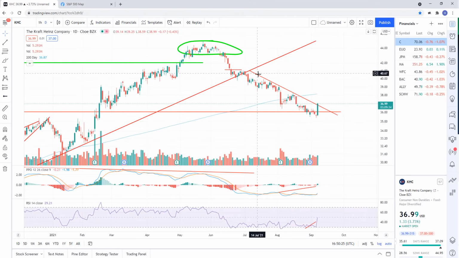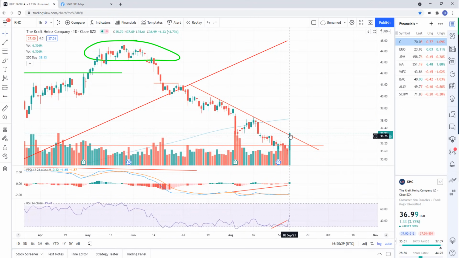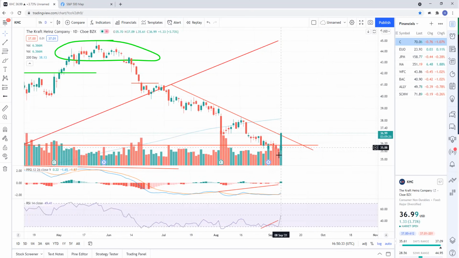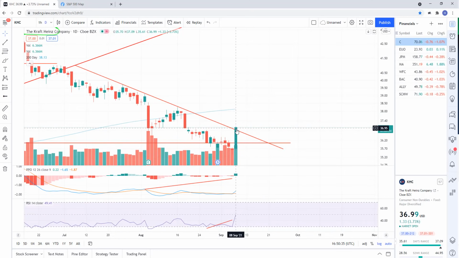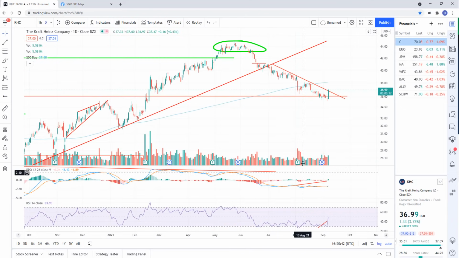Here's KHC. Again, this is a long idea I talked about. You can see here, we're getting a pretty impulsive day today, breaking to the upside. However, we have this downtrend line I'm watching. I'd like to see an impulsive break out of that or above that. So let's see how the day closes.